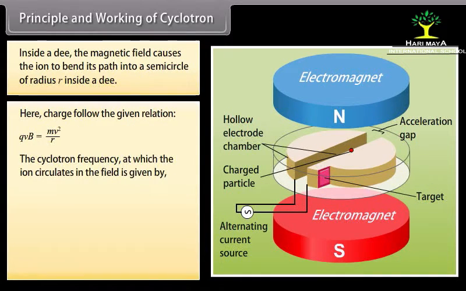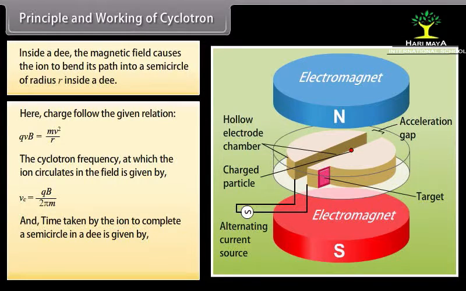The cyclotron frequency at which the ions circulate in the field is given by qB / 2πm. And the time taken by the ion to complete a semicircle in a D is given by πm / qB. At resonance condition, the ion arrives between the Ds exactly in time to be repeatedly accelerated and gains energy. This energy gain does not affect the resonance condition except increasing the orbit size.